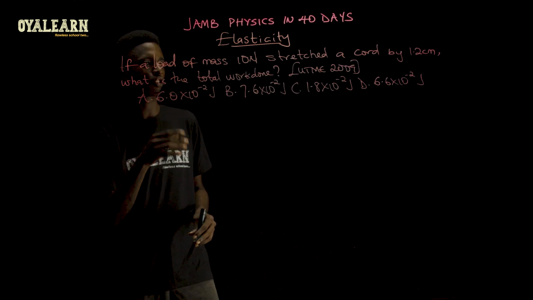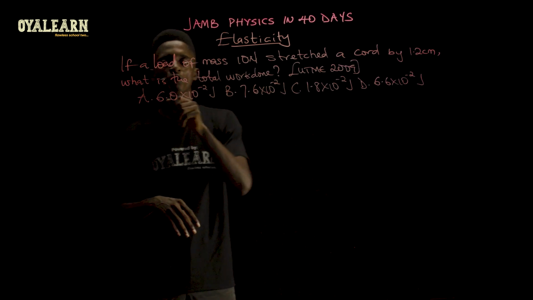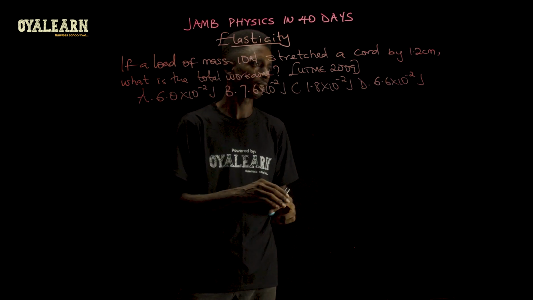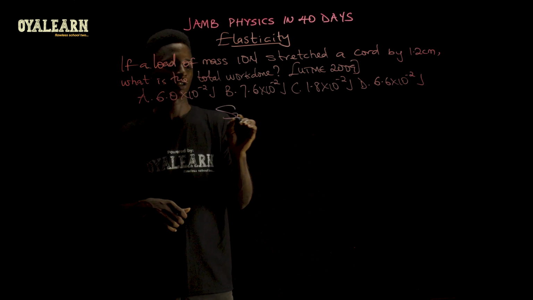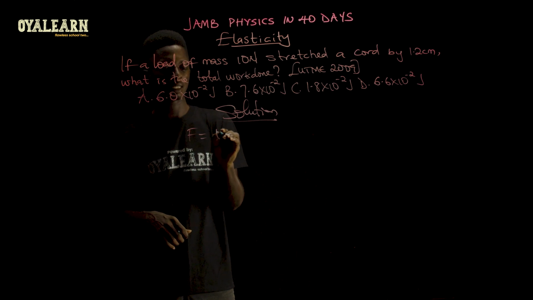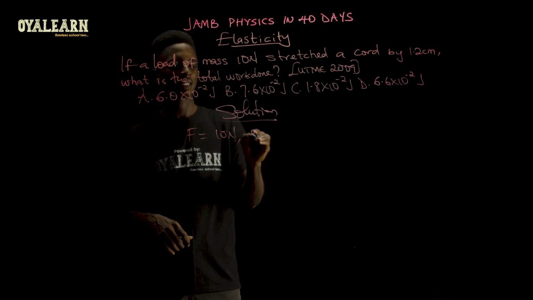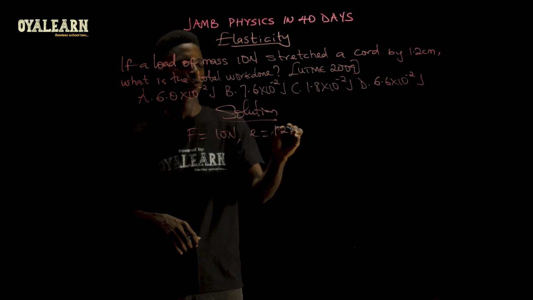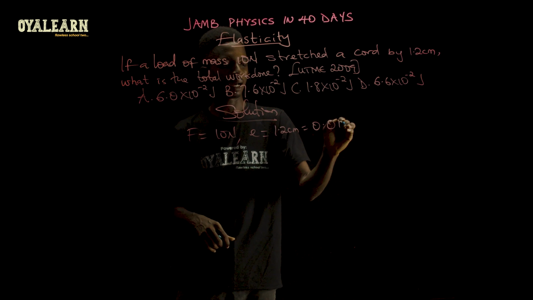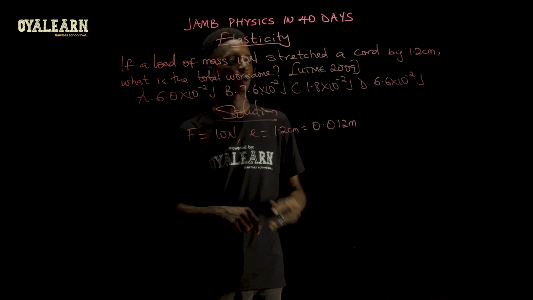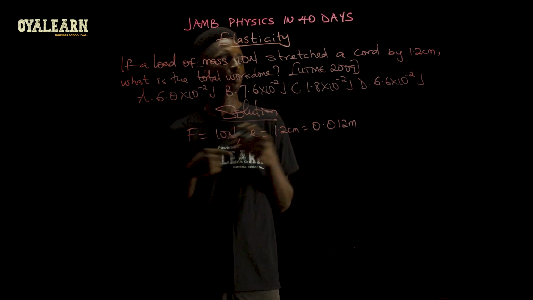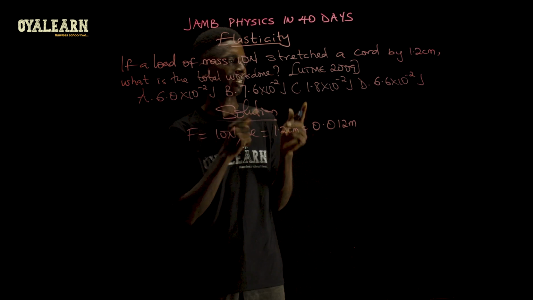Let us find the work done on a string which is extended by a mass of 10 newtons by 1.2 centimeters. So in this case here, we see that the force applied is 10 newtons. We see that the extension is 1.2 centimeters, which is 0.012 meters when we convert that into meters. And with this now, we can go on to find the work done.